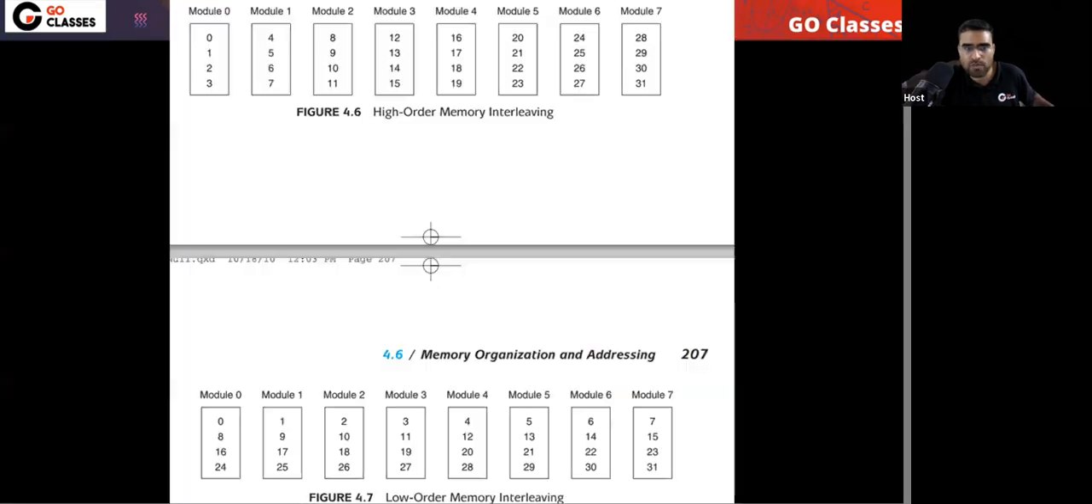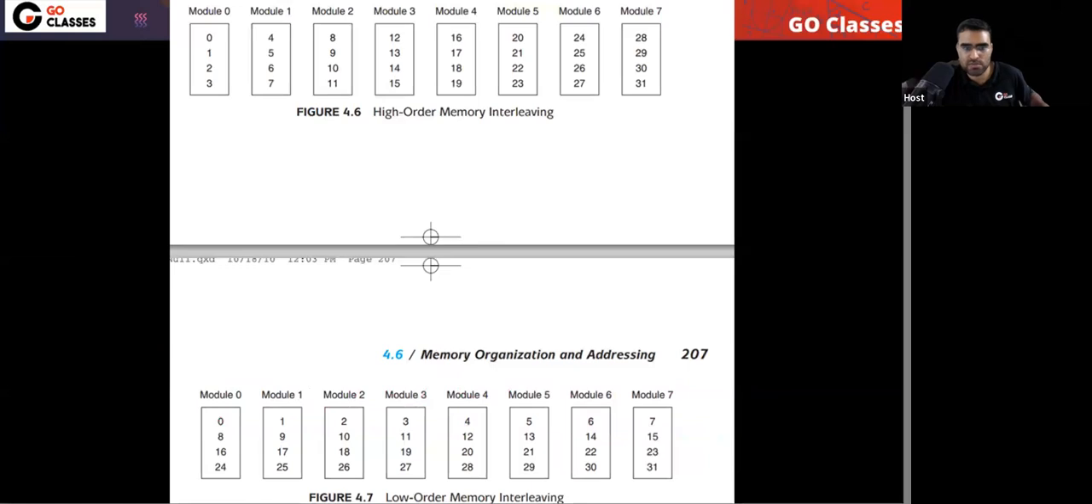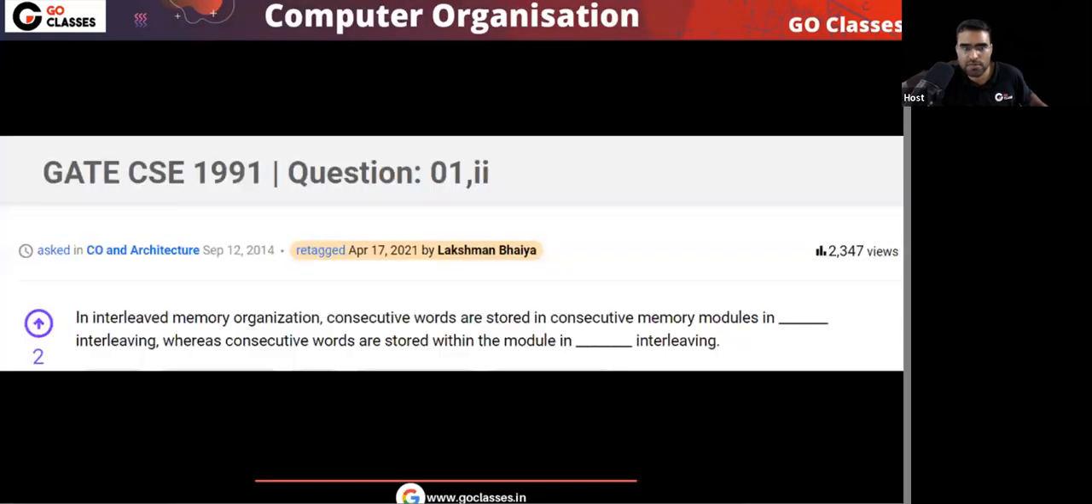I hope you understood. So 2 types of memory interleaving we have seen: high order memory interleaving and low order memory interleaving. In the high order memory interleaving, within a module you have consecutive addresses. In low order memory interleaving, the consecutive addresses are available across the modules. You can see consecutive addresses are available across the modules. So this is your complete topic that we have seen.